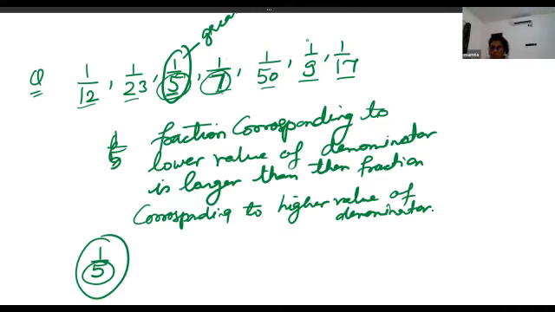Understood, children? The fraction having the minimum value in the denominator will be greatest. So for 1 by 5, the minimum denominator is 5, so 1 by 5 will be greatest. After 5, 7 comes, so 1 by 7 will be the next one. After 7, 9 comes, so 1 by 9 will be next. After 9, 12 comes, so 1 by 12 will be next.